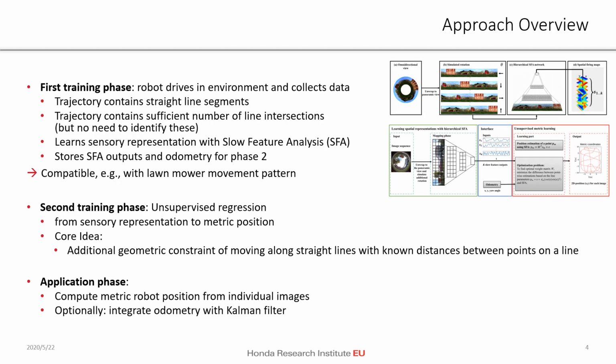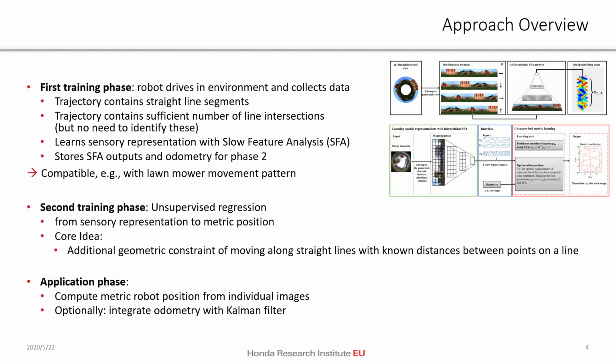Our approach has 3 phases, 2 training phases and 1 application phase. During the first training phase, the robot drives around in the environment and collects data. We assume that the trajectory contains straight line segments and that sufficiently often these line segments intersect each other. But please note that in contrast to SLAM loop closures, we do not need to identify these explicitly. Preferably, we learn slow feature analysis on the visual inputs. I will explain that in the next slide. We store the outputs of the SFA and the odometry for phase 2. This movement behavior is, for example, compatible with that of a lawnmower robot.